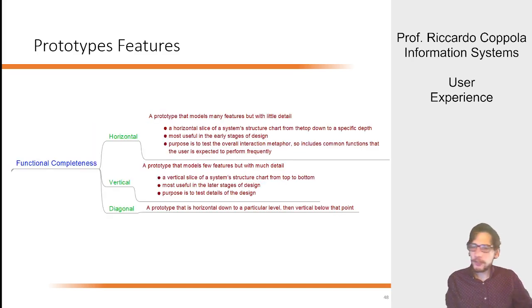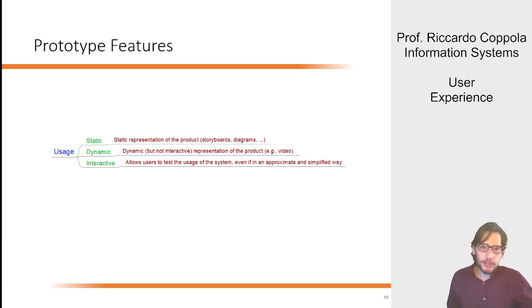In terms of functional completeness of a prototype, without going so much into the details, I can have horizontal functional completeness, so I cover everything. I cover at a high level all the system. I can have vertical functional completeness, so I cover only a single feature in detail. Or I can have diagonal prototypes. I have, for instance, a high-level view, and then I have some verticals below the high-level view.